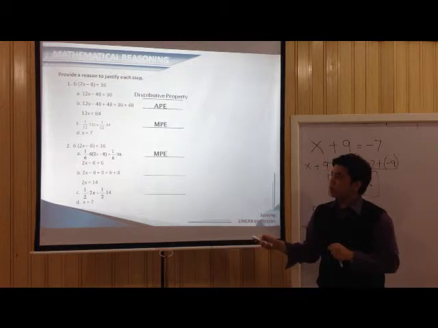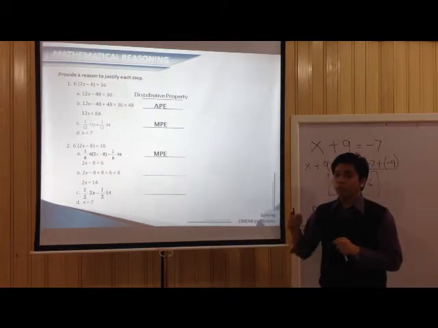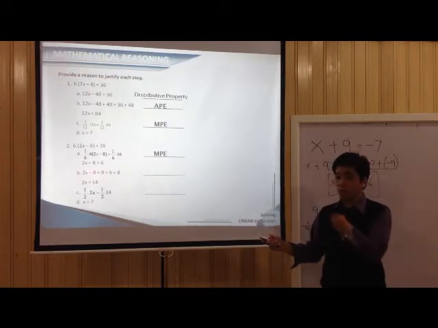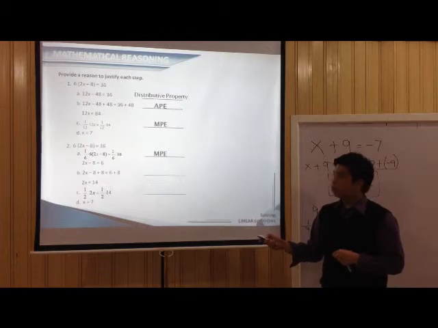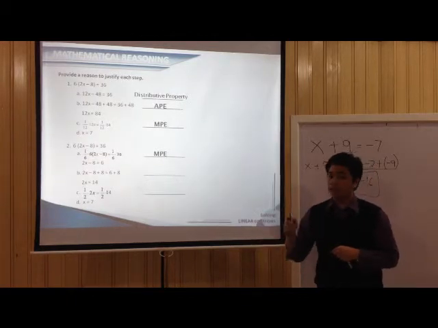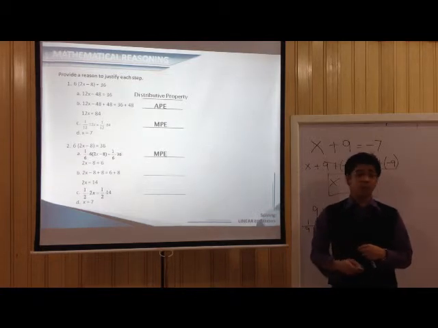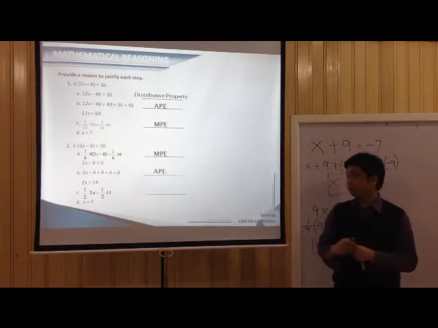Now that we have 2x minus 8 equals 6, we have to get rid of that negative 8. Now how is that possible? We just add the additive inverse of negative 8, which is positive 8, to both sides. In doing so, we end up with 2x equals 14. That is what you call applying the addition property of equality, or the APE.